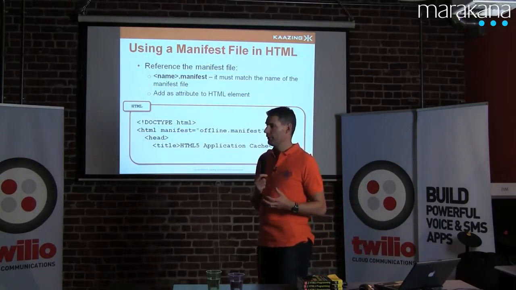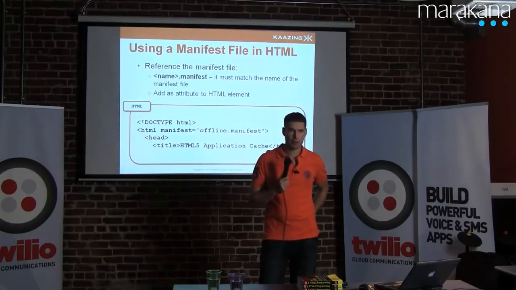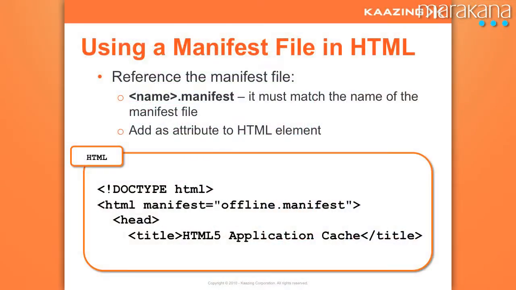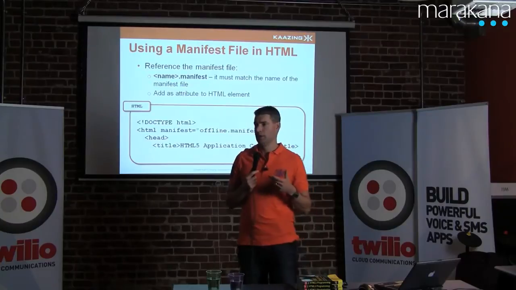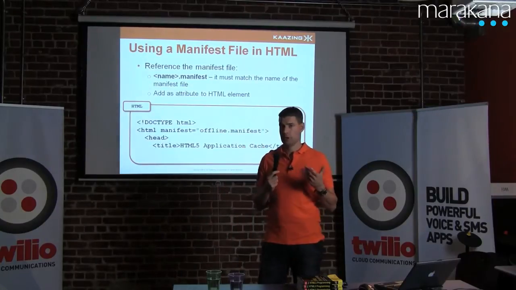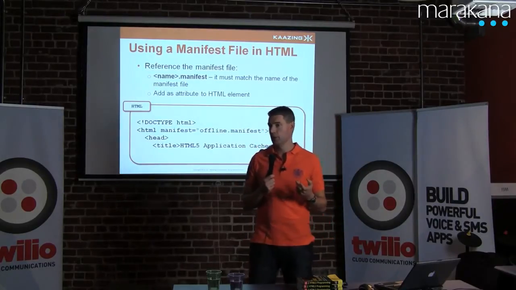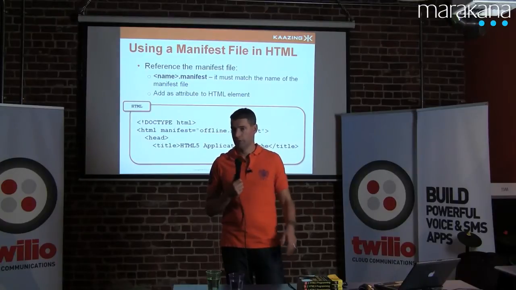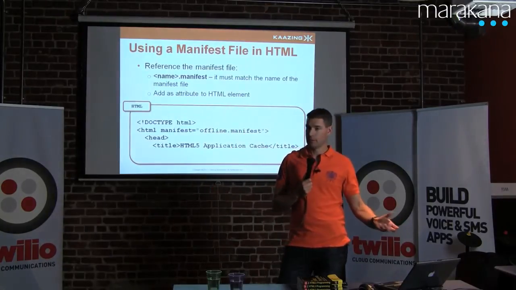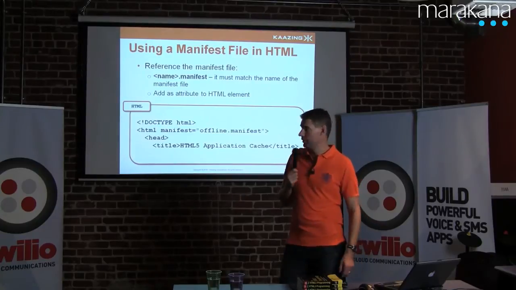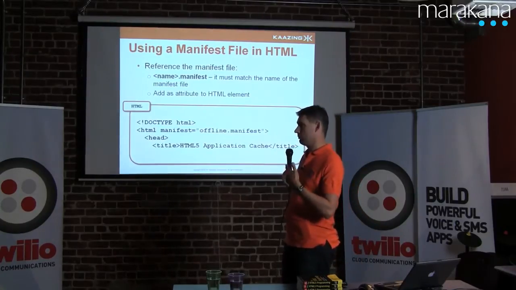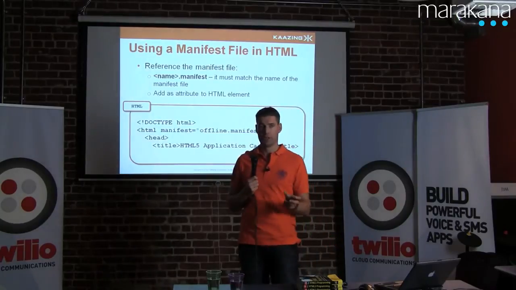To use this manifest file, all you need to do is add an attribute to the HTML element. Now, in HTML5, there's a much more relaxed syntax for writing your HTML pages. Typically, all you really need is the new doctype, and then the title of your page and the charset. But you don't even really need the HTML element to be valid HTML5. But to add this manifest, you do need it. So in this case, I've added the manifest attribute and added that reference to the offline.manifest file.